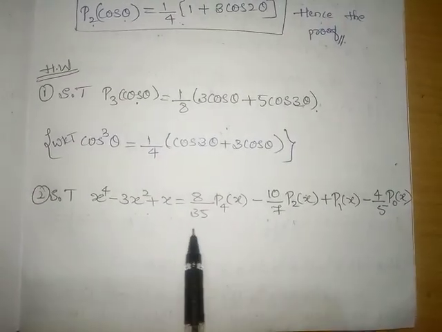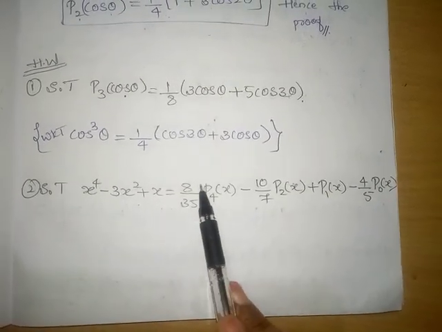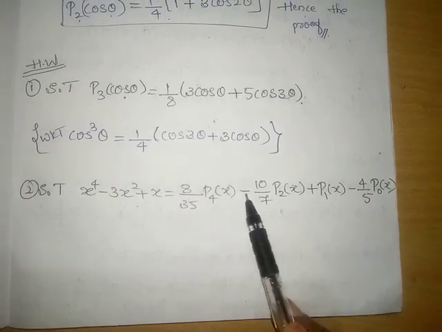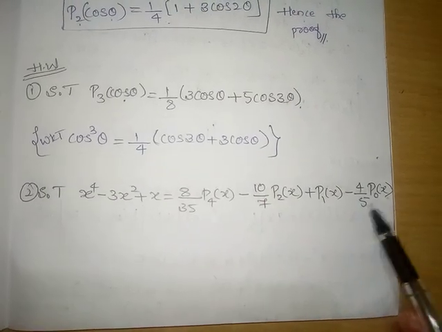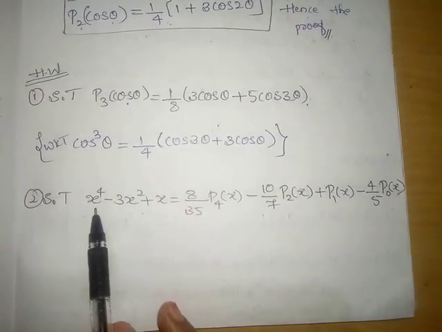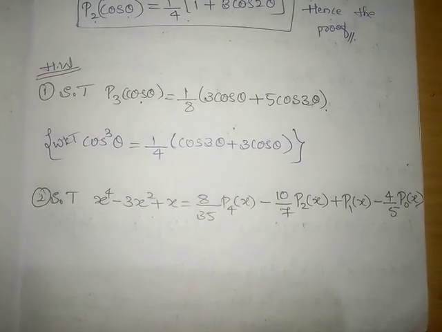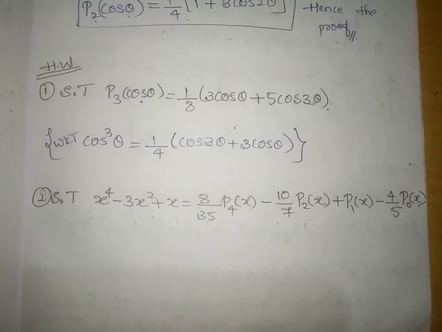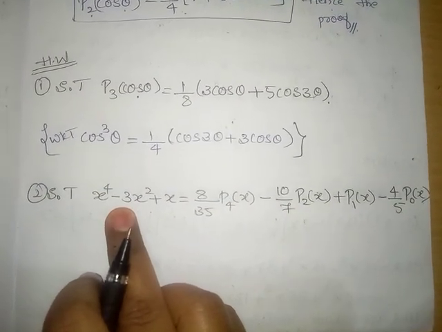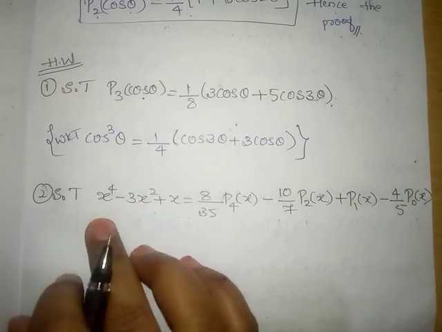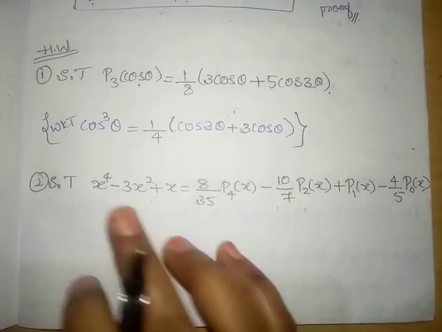You have one more homework example, that is, show that x raised to 4 minus 3x square plus x is equal to 8 divided by 35 into P4 of x minus 10 divided by 7 P2 of x plus P1 of x minus 4 by 5 P2 of x. Here you have the degree of x raised to 4, so write P4 of x, P3 of x, P2 of x, P1 of x and P0 of x. After that, express x square and x raised to 4. Here the x raised to 3 term is absent, so express x square and x raised to 4 terms in terms of Legendre's polynomials, and after that substitute all those in this expression.